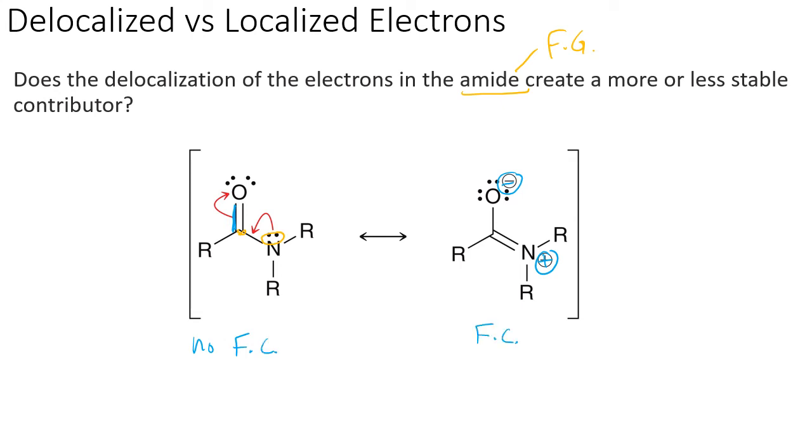So right away, we can see that everyone has an octet in both structures. So the only thing we really have to do is assess the formal charges. Minimum formal charges is better than having them. So our best structure is going to be the one on the left. So it created, to answer the question, a less stable resonance contributor when we delocalized the electrons of the amide. But overall, these are still two resonance structures that will be important when assessing something like an amide functional group.